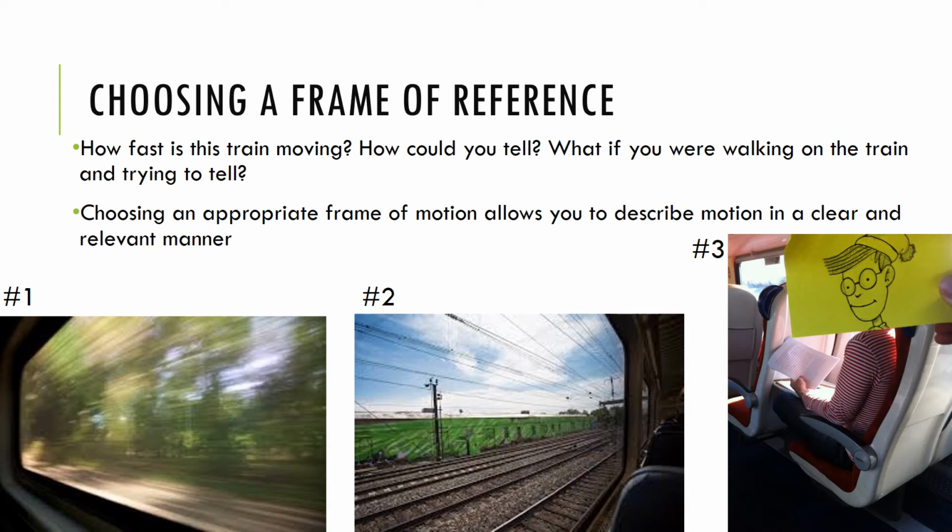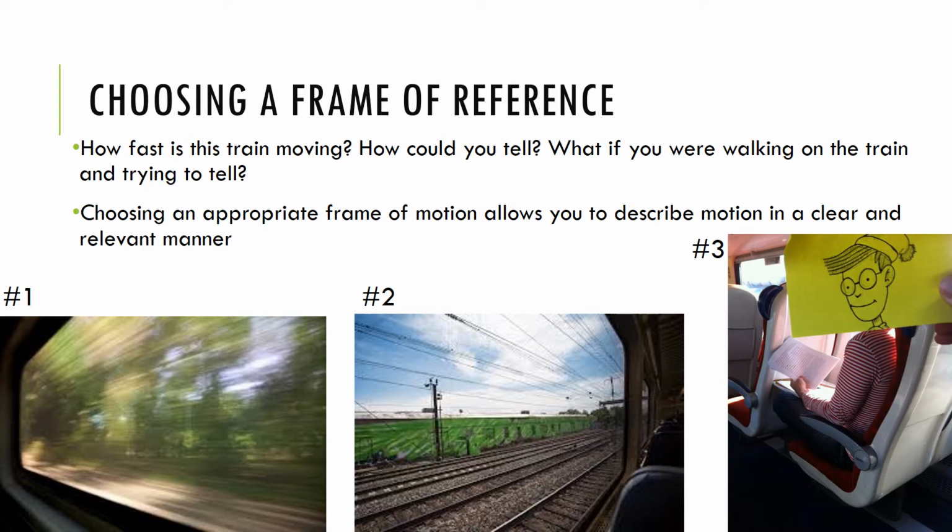Here are 3 examples of frames of reference. So in picture number 1, your frame of reference is the trees outside, right? So they're whizzing by. So even though this is a stationary picture, I can tell that the train is probably moving fast. In picture number 2, you could look at the telephone poles because those aren't moving, and it looks like the train is moving a little bit slower than in picture number 1. And then in picture number 3, this would probably be a bad frame of reference if you were trying to determine your motion, because you're looking at someone who's moving at the same speed as you.